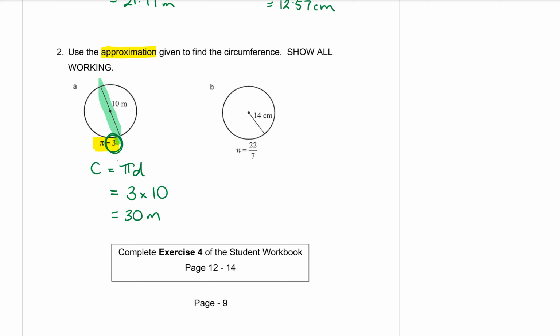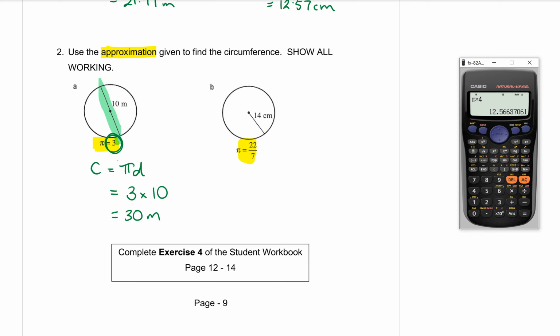So another approximation for pi is that pi is equal to 22 over 7. Okay, that was a fairly commonly used one for quite a while. If you do 22 divided by 7, type that in your calculator, you've got 3.1428. The real pi is 3.14, so it's actually got the first 2 decimal places right. So it's a reasonably good approximation for pi. So let's use that one for this second question.